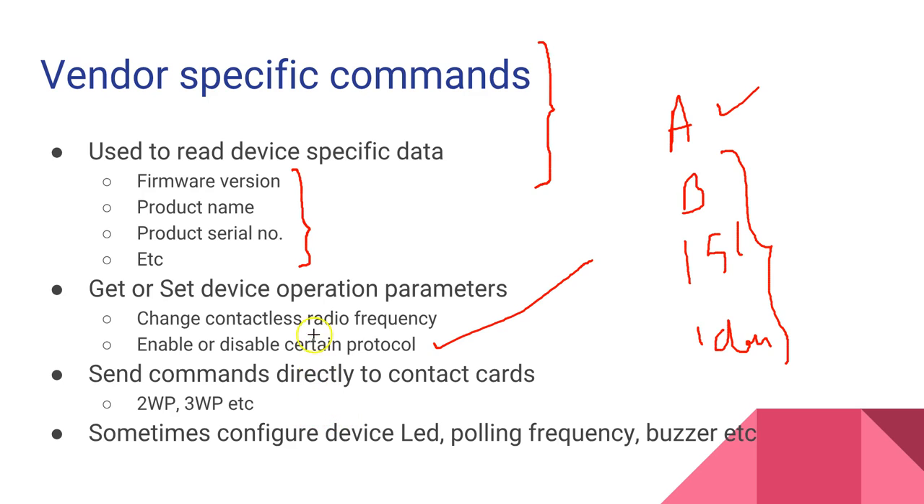And these vendor specific commands are also used to send commands directly to the contact cards. For example, you can send the commands to 2-wire protocol cards like SLE 4442 or 3-wire protocol cards like SLE 4428, etc. And also some devices allow you to configure the LEDs, the blinking rate of LEDs, and the polling frequency and the buzzer, etc. So if you look at here, most of these functionalities are related to the device. It's not related to the type of the card we are reading.